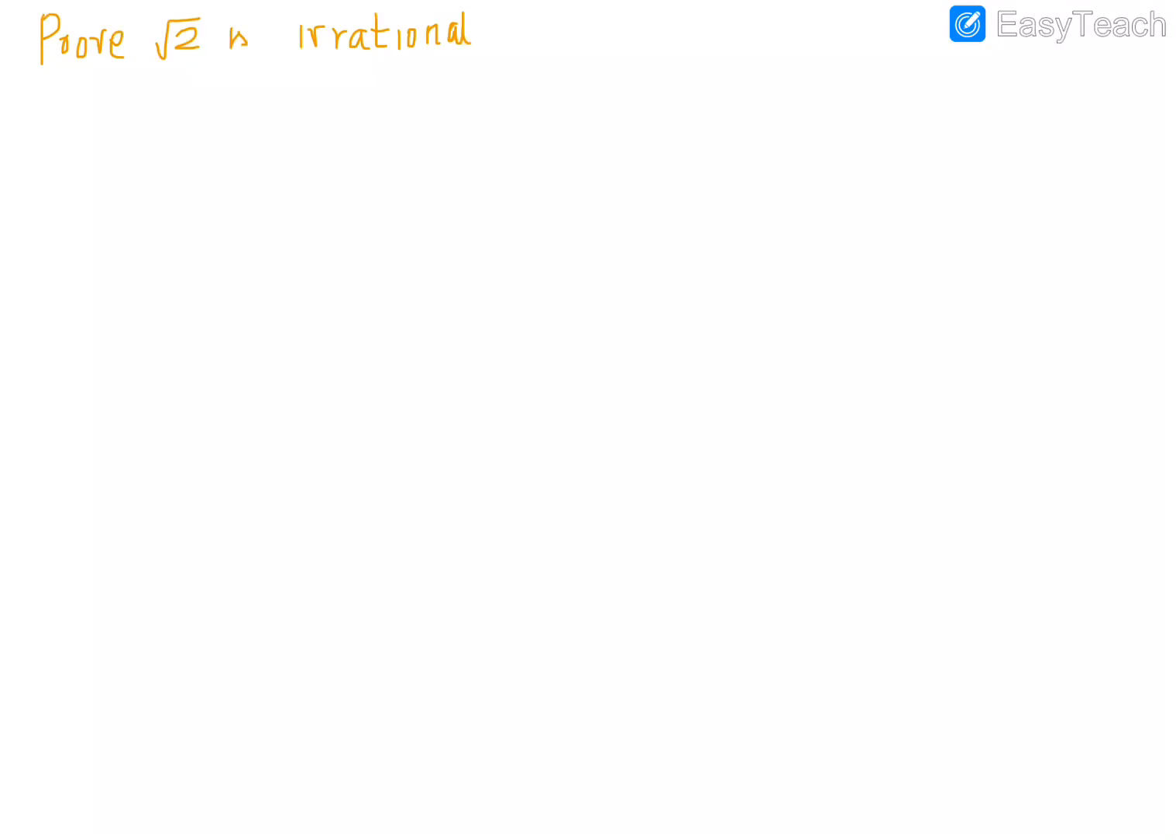Welcome to another session. In this session, we are going to talk about the theorem of contradiction. So here I start with one problem before explaining the theorem. Prove root 2 is irrational. So we are going to prove the root 2 is irrational using the theorem of contradiction method.